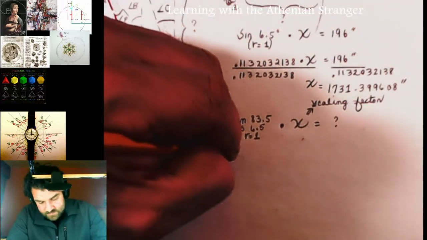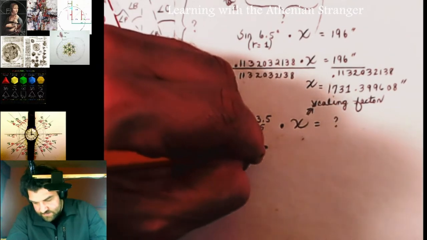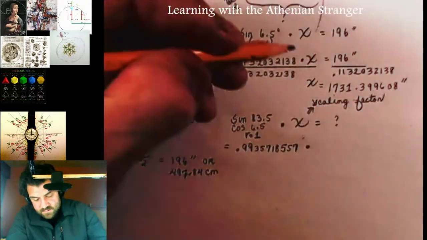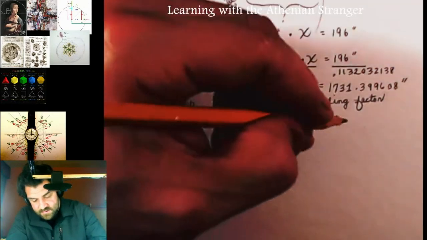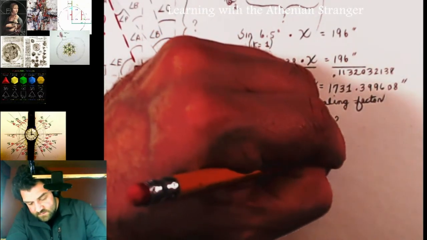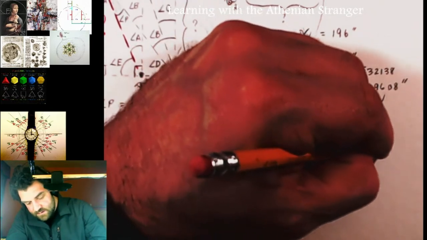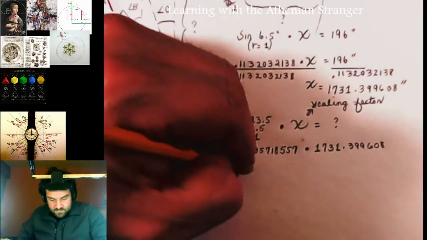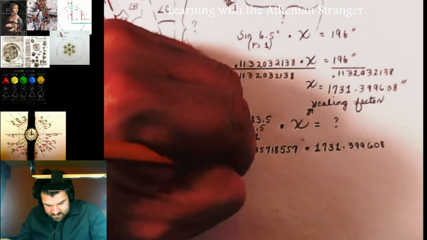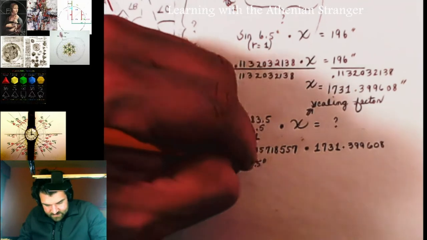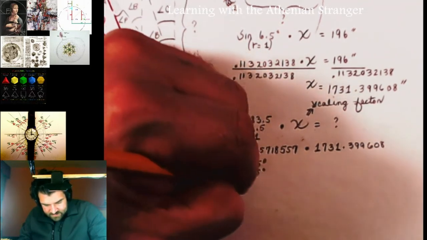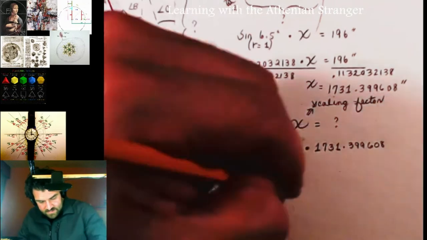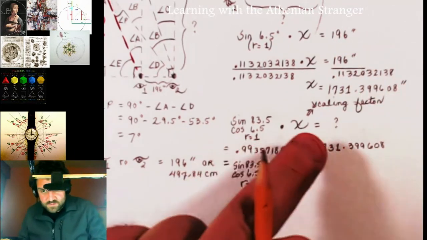This equals 0.993571855557. Now we know our scaling factor, that's the 1731.399608 inches. That's going to equal the sine of 83.5 degrees or cosine of 6.5 degrees for a circle of radius 1731.399608 inches. That's equal to, and then I'm just going to do this multiplication here.